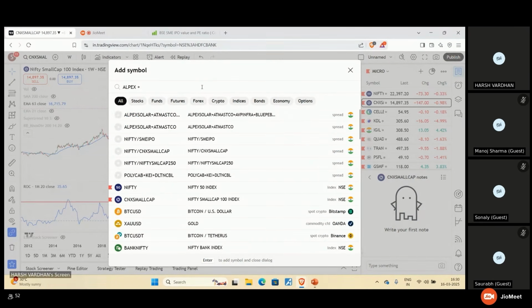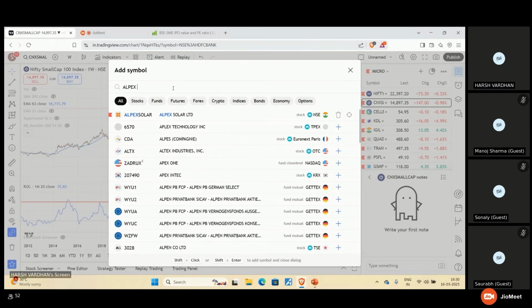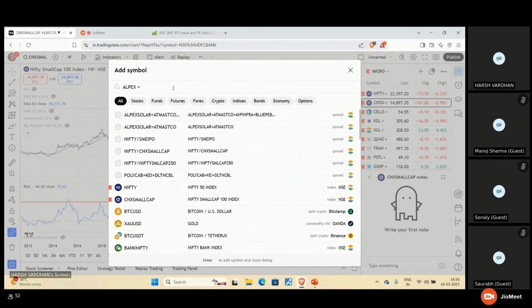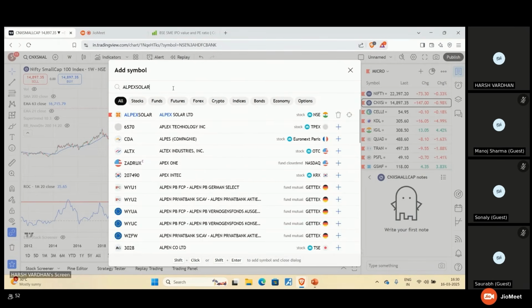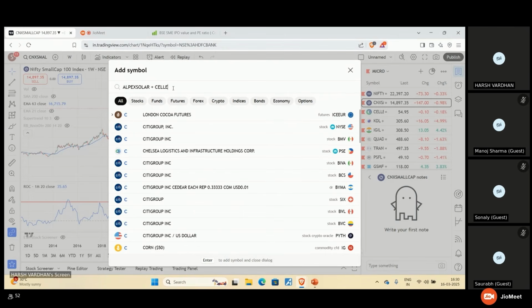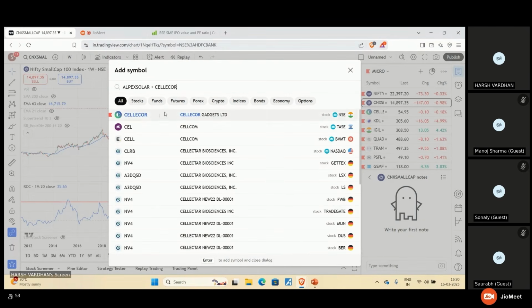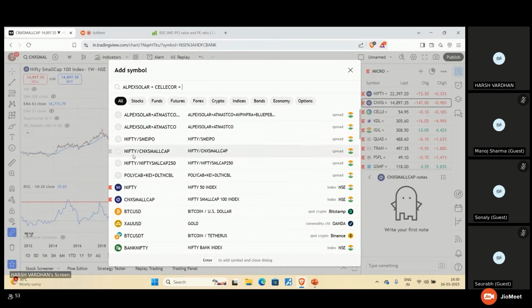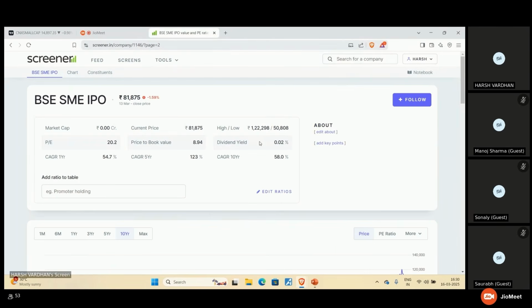What you can do is type in the different names of the SME companies here, and use a plus mark for all of them, for example Alpex Solar plus Selecor plus. What this will do is create an index for you. If you type in different company names here and keep on adding them, this will create an index for you. Through that, you can create an actual replica of the BSE SME IPO index. Let me do it for you, but it will take some time.